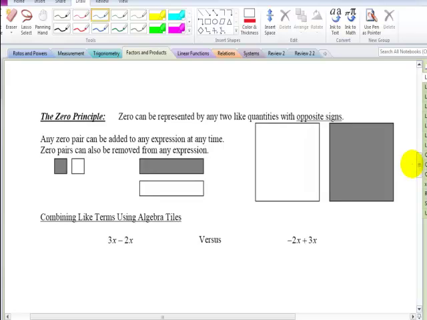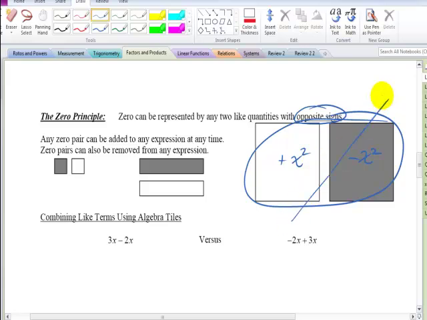So this zero principle, we talked about that last year, and it's really important. So 0 can be represented by two like quantities with opposite signs. So here we have a plus x squared. Here we have a negative x squared. Together, they make a 0. So we can put a circle around them. And if we need to remove them, we can cross them off. So any 0 can be added at any time. Or it can be removed.